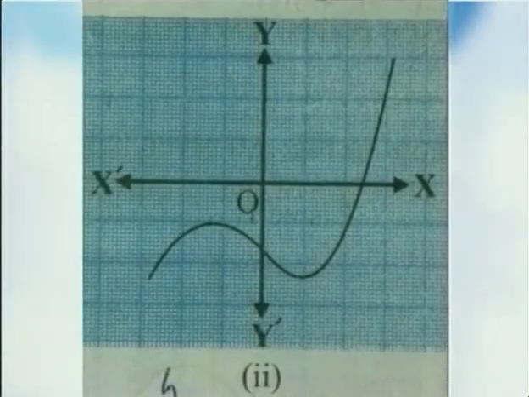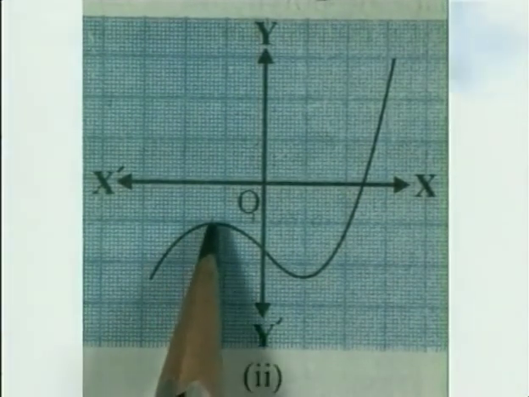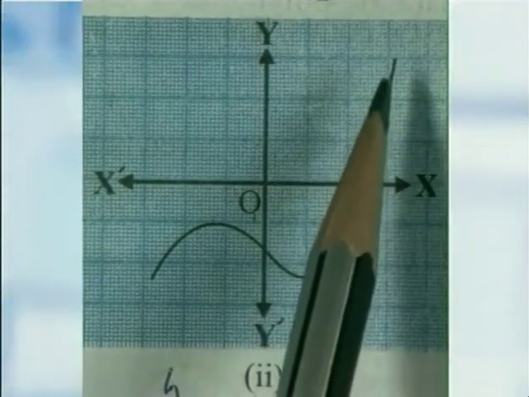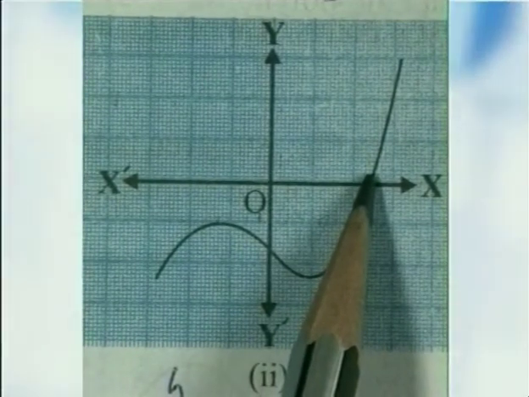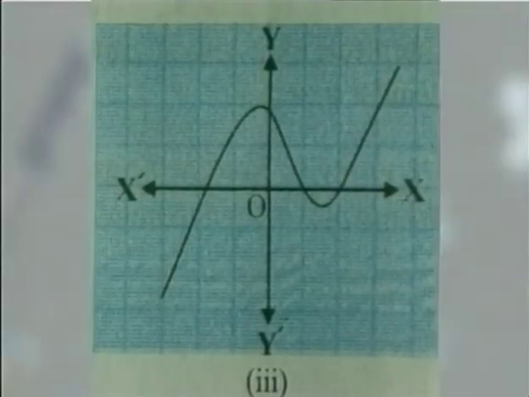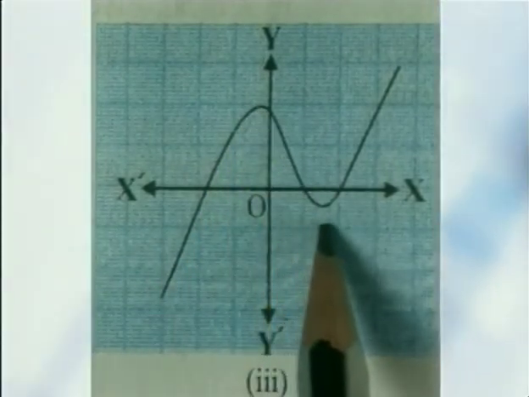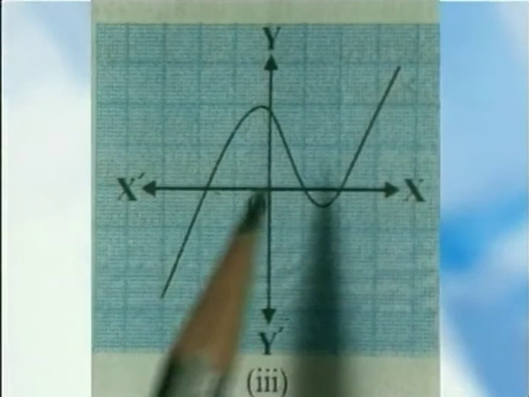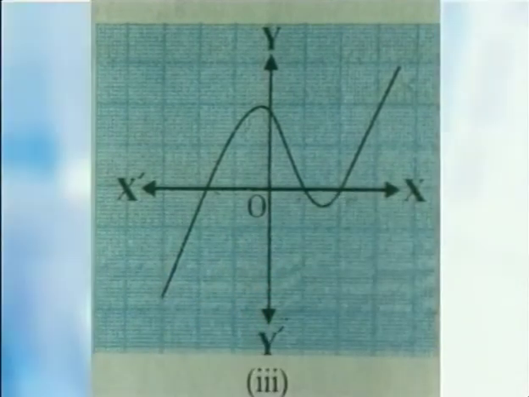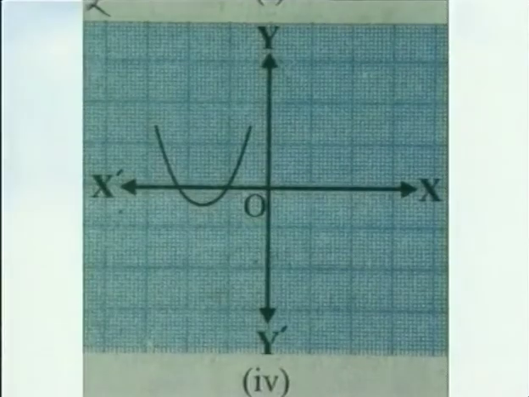Second one? 1 zero. Correct. Now, we can see here the graph is the shape of an inverted parabola and one more parabola which cuts the x axis at one point. So, we can say that this graph has got 1 zero. Third one? 3 zeros. Very good. Now, we can see here again the shape of a parabola and an inverted parabola which cuts the x axis at 3 points. That means the graph has got 3 zeros.